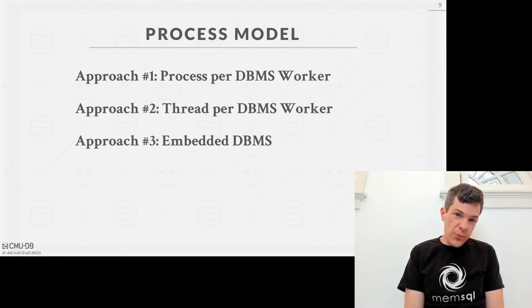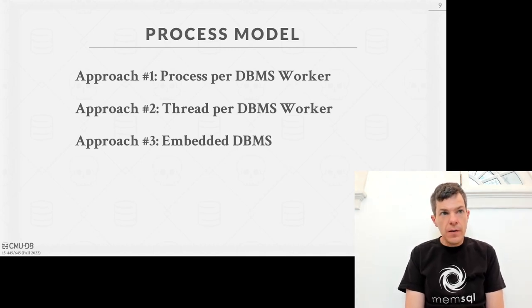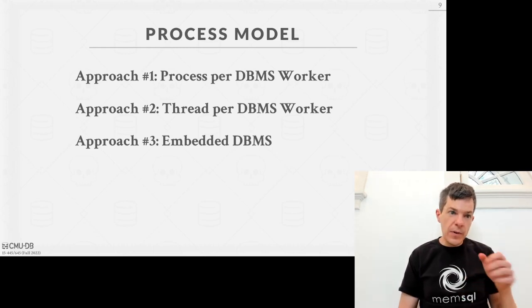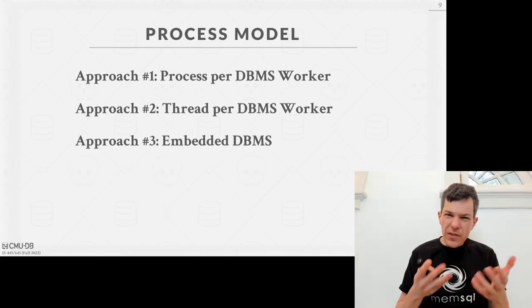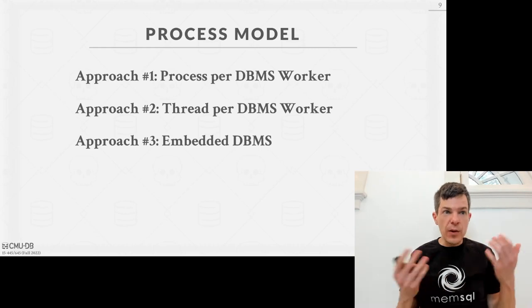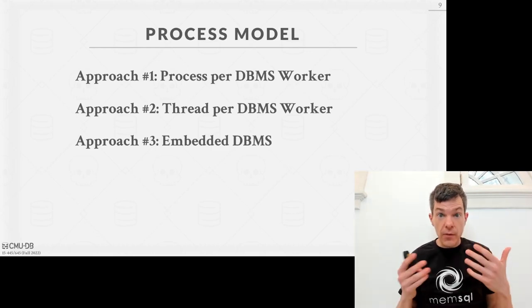So there's basically three high-level approaches here of how we can organize the system. And the first two are basically very similar to each other. It's just one's going to use processes, one's going to use native OS threads. But then the last one is an embedded database. And this one is super common, and I just want to cover that a little bit. Whether or not this is actually a process model, in my opinion, this is a common use case of a database system, the embedded approach. So we're going to cover that and understand the implications of it.